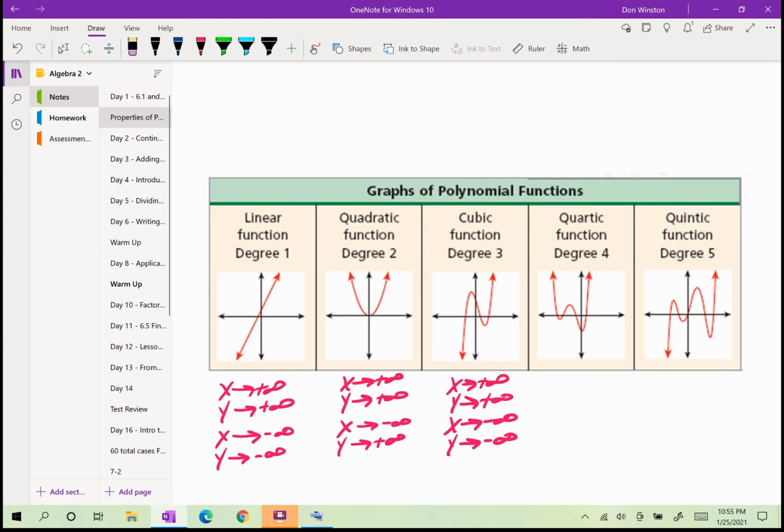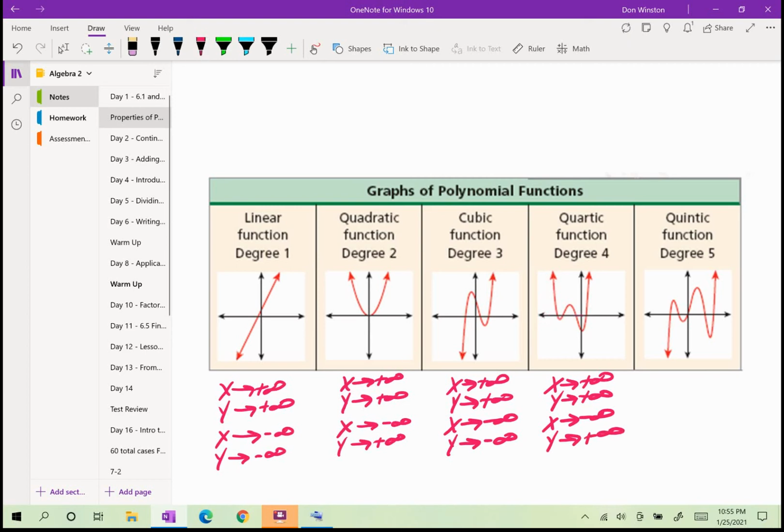For the degree 4 polynomial, as you see, as x goes to positive infinity, that graph is getting higher and higher. Y goes to positive infinity. As x gets more and more negative, the end behavior, the y values, too, are going to positive infinity. So as x goes to negative infinity, the y values are going to positive infinity.